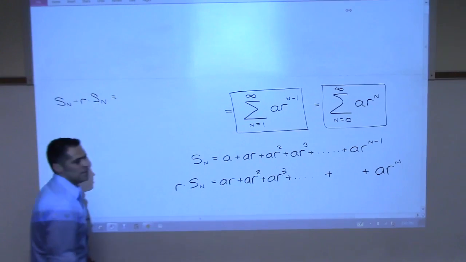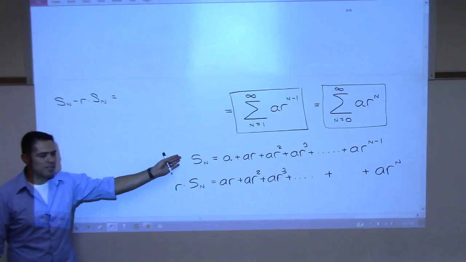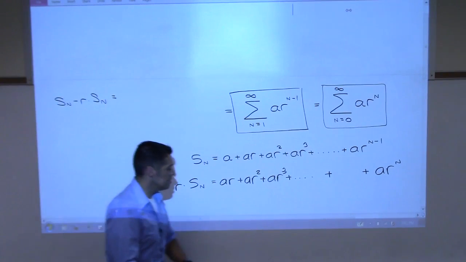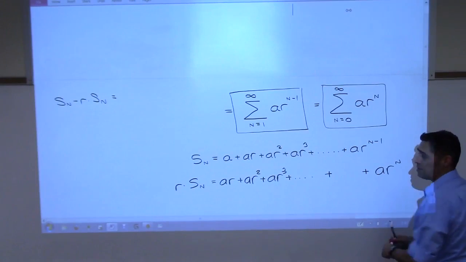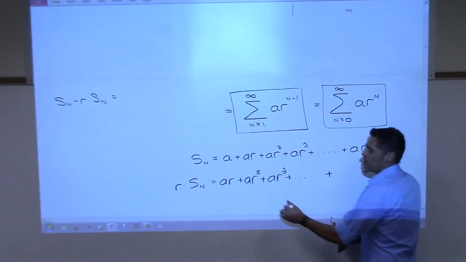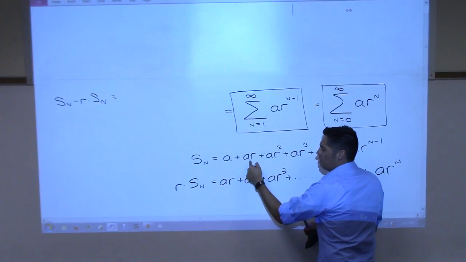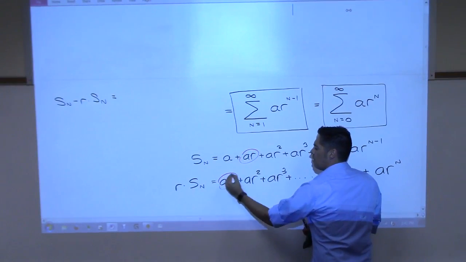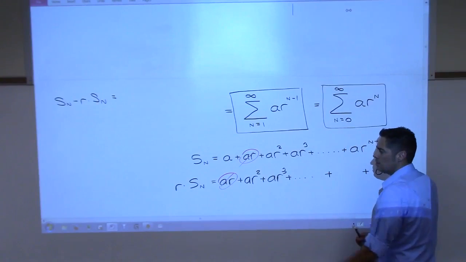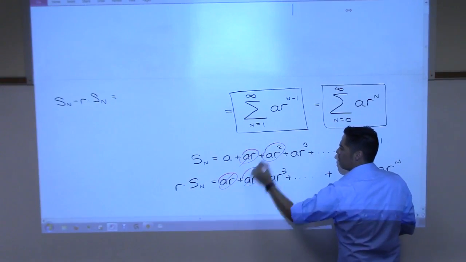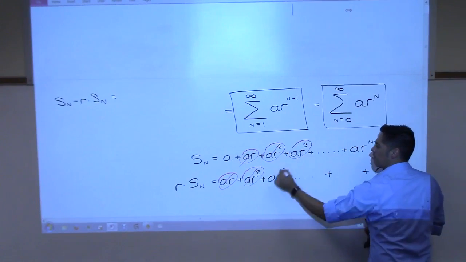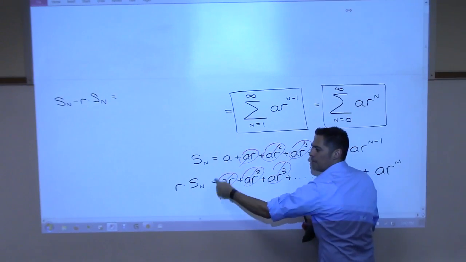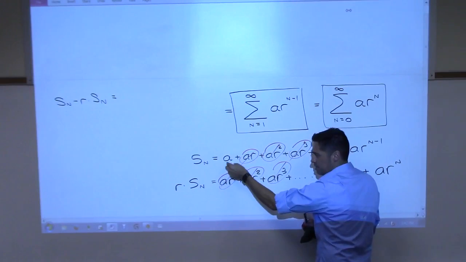So tell me what happens here. If I ask you to take this and subtract this, what happens? Lots of things cancel, don't they? So this A r gets subtracted. These two are going to go away when I subtract. These two are going to go away, right? This A didn't have anything to subtract, so it's still there.